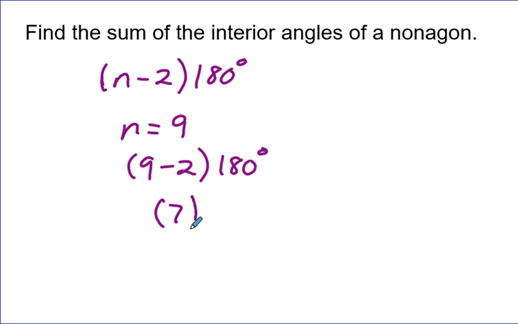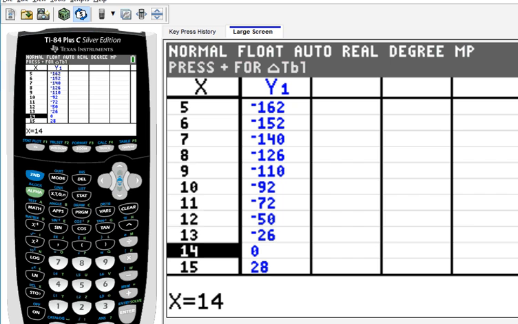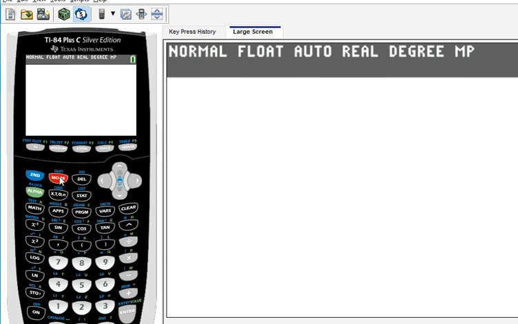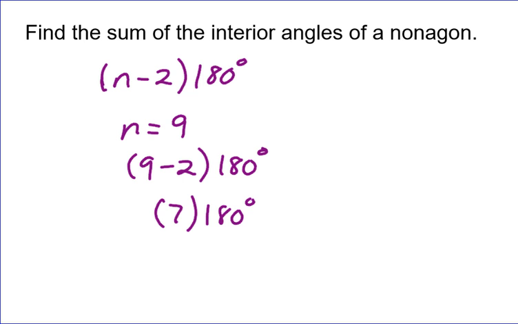So basically 7 times 180 degrees. And I don't know what that is off the top of my head, so if I pull up a calculator, I'm just going to do 7 times 180. And I get 1260. So that sum would be 1260 degrees inside of every 9-sided polygon, convex nonagon. That's basically the basics of how the interior angles sum formula works.